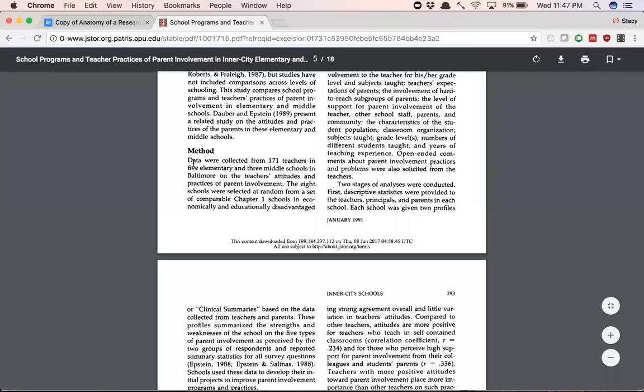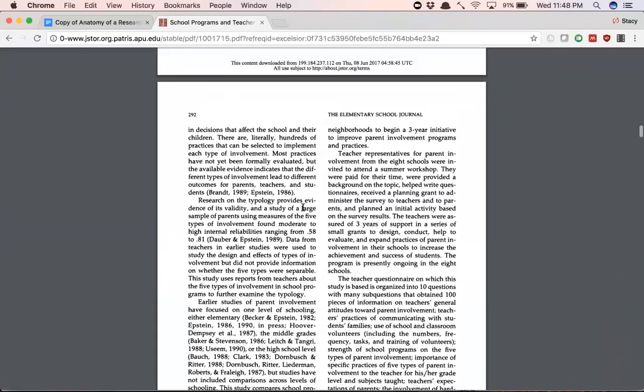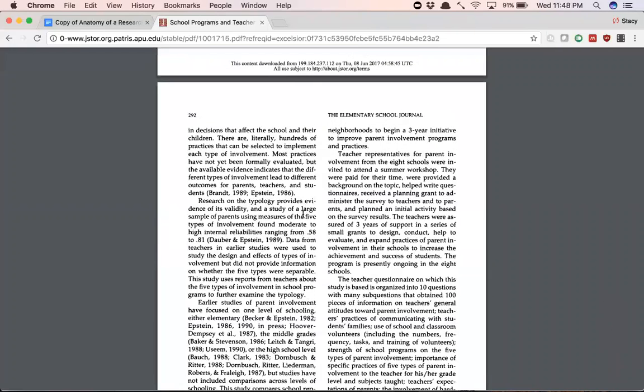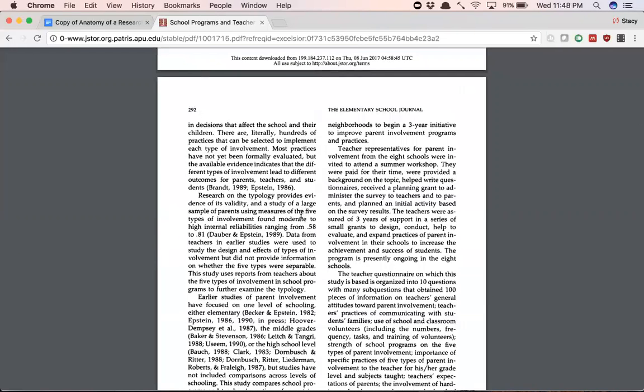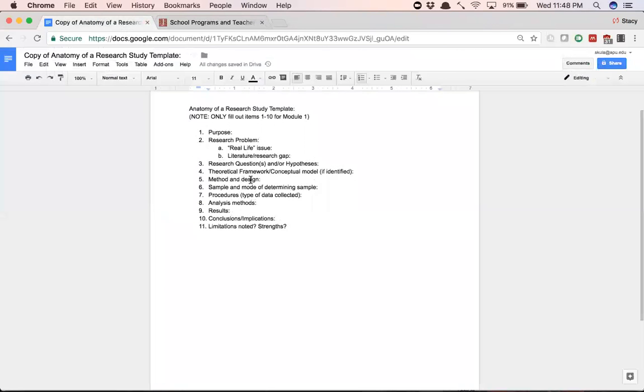For method, it starts out: data were collected from 171 teachers in 5 elementary and 3 middle schools in Baltimore on the teachers' attitudes and practices of parent involvement. The 8 schools were selected at random from a set of comparable Chapter 1 schools in economically and educationally disadvantaged neighborhoods to begin a 3-year initiative to improve parent involvement programs and practices. Well, there we didn't get to our method and design, but we got to our sample.